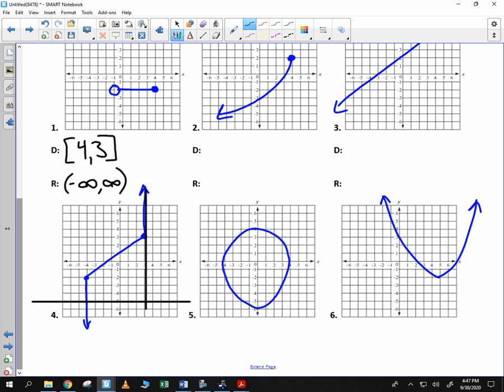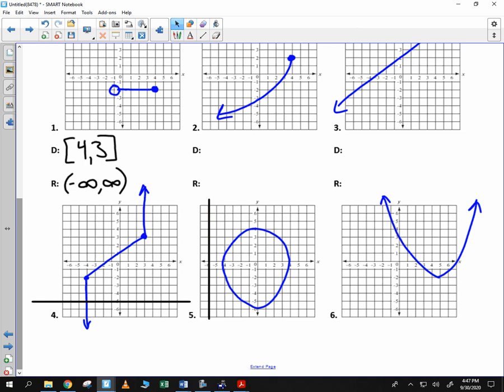I really didn't name this very well. I talked about domain and range of a function. This is not a function because you can see the vertical line that exists there. The next one's not a function because, again, it crosses the vertical line twice. But you can still have domain and range without being a function, okay? So we're still determining domain and range.